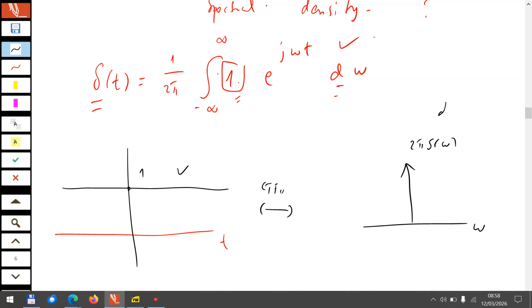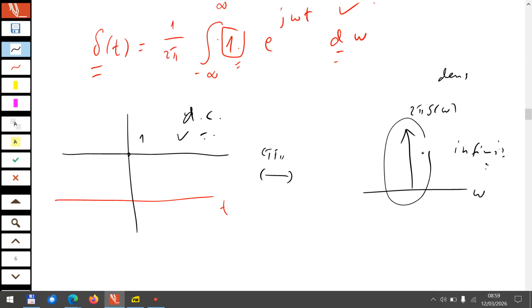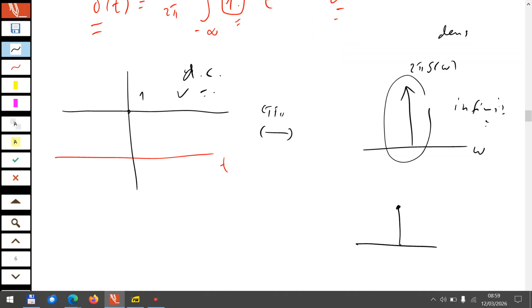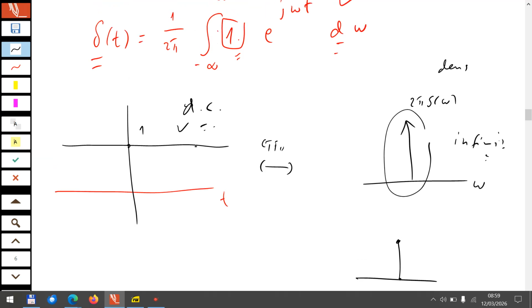This is density, right? A single frequency. That is why it's called DC. Zero frequency is just one frequency. You need a single frequency, but the density must be infinite. If it was not infinite, let's say this was a finite density, that wouldn't work, because the area under this would have been 0, and you would get 0. You don't get 0. DC needs a constant value.